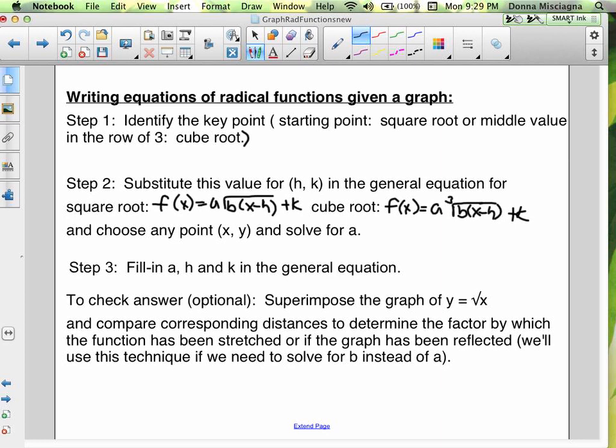To check your answers, you can superimpose the graph of y equals the square root of x, or the cube root of x. I left that out. So you might want to add that to your notes. And compare corresponding distances to determine the factor by which the function has been stretched, or if the graph has been reflected. We'll use this technique if we need to solve for b instead of a. But I will keep it simpler when we're solving for b, because it is a little trickier being inside the radical and all.